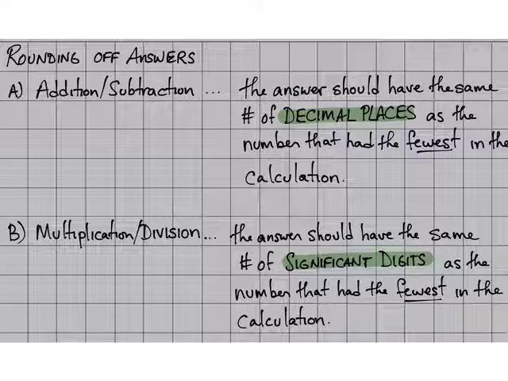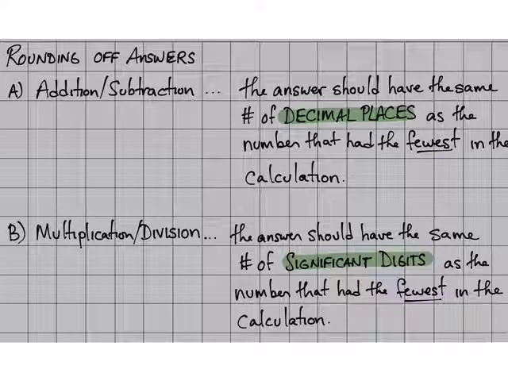Alright, in this video we're taking a look at how to apply significant digits to the answers to calculations. So you're doing some kind of chemistry or math calculation and you want to know, how should I round off the answer that I see on my calculator? Well, it depends on whether you're doing an addition, subtraction question or a multiplication, division question.